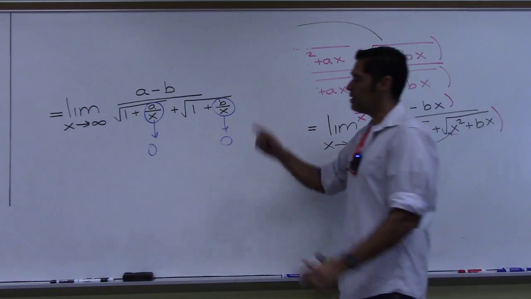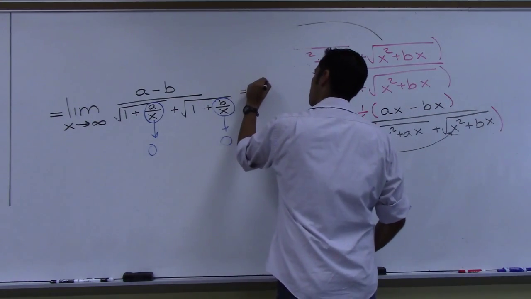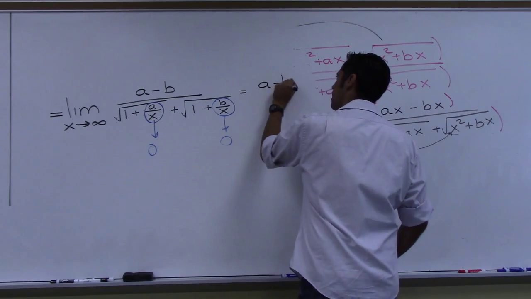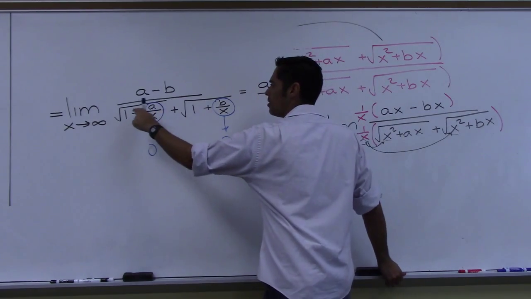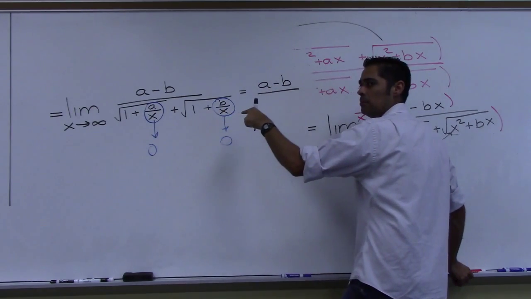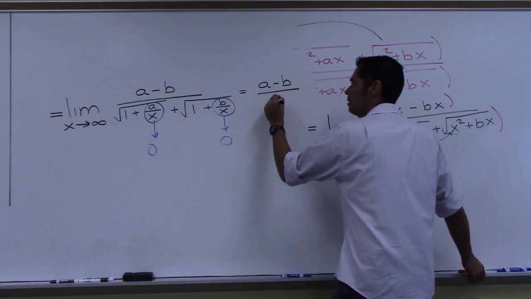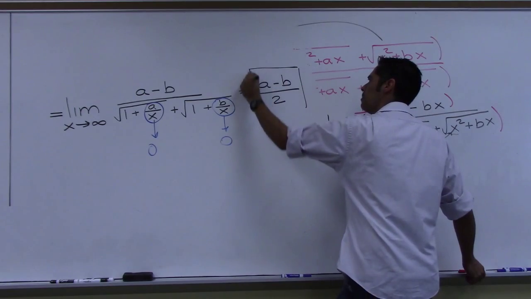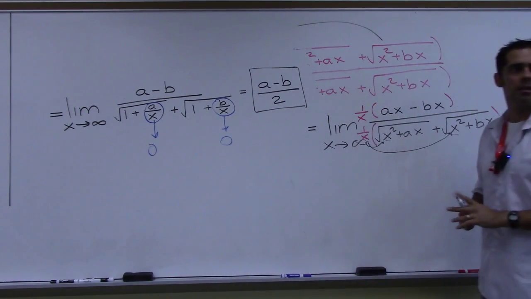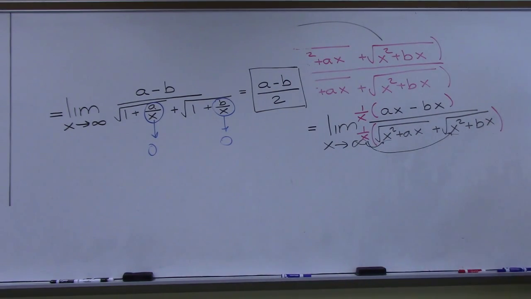So you have a minus b, right? A minus b. I've already taken the limit, so I don't need to write it anymore. That went to 0. So I have root 1, root 1. Root 1 is 1, right? So this is 1 plus 1 is 2. A minus b over 2. That's the limit.